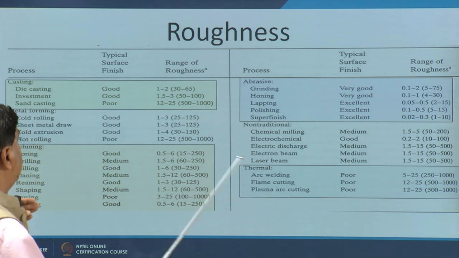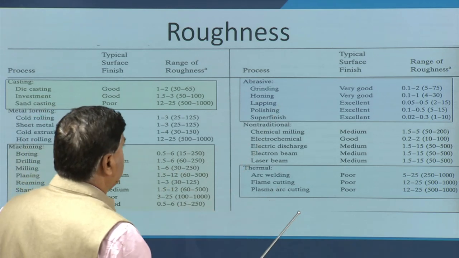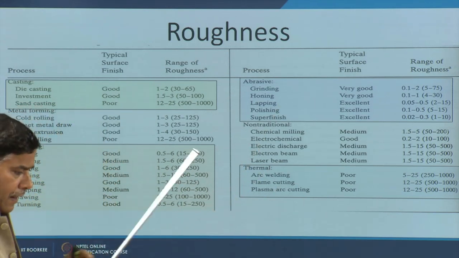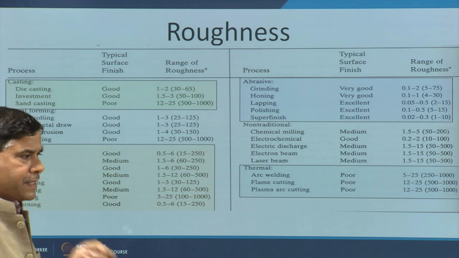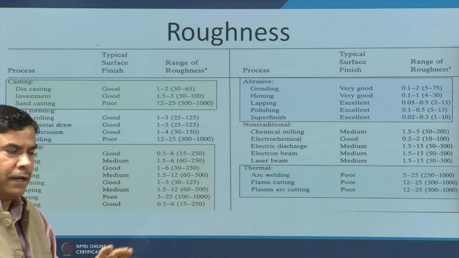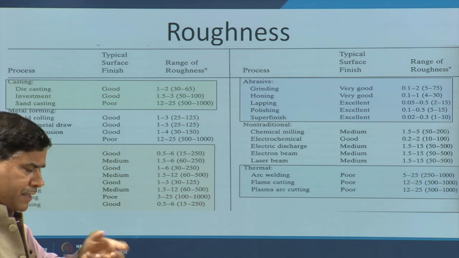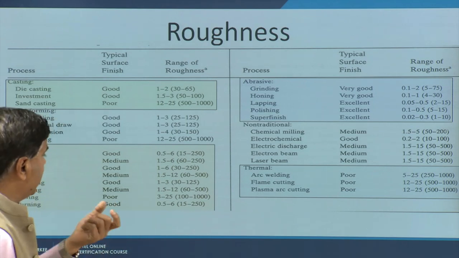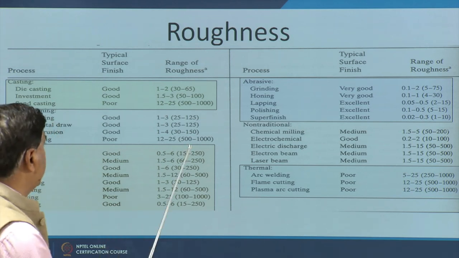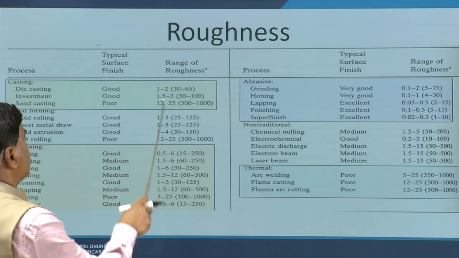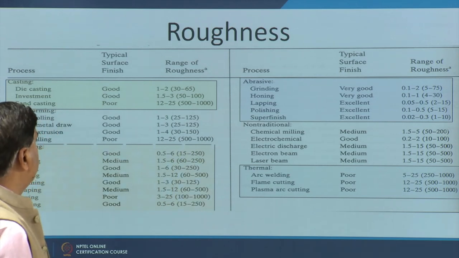So, we can see the casting, machining, abrasive based processes and thermal cutting processes, each offers a different kind of surface finish, and the finish which will be realized in a particular case will depend upon the metal system which is being processed, the process parameters, the tool condition, and the stability and robustness of the machine. So, there are various parameters which will be affecting the actual surface finish which can be achieved during the processing by a particular process. For example, here sand casting offers a higher surface roughness as compared to die casting.